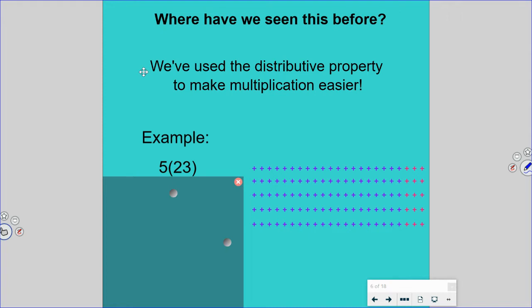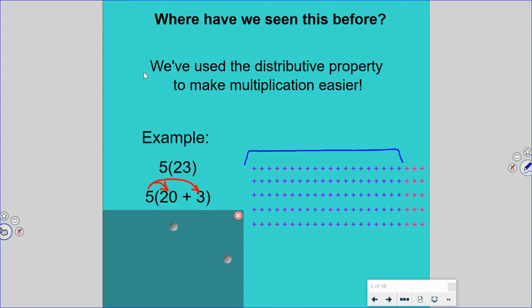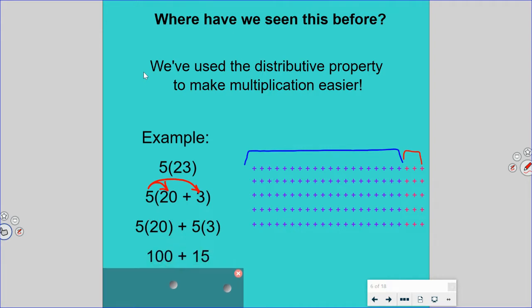Now think about 5 times 23. What if you just did 5 times 20 and then 5 times 3? And mentally, 5 times 23, you could do this mentally if you use the distributive property. 5 20s is 100, 5 3s is 15. Naturally put them together.